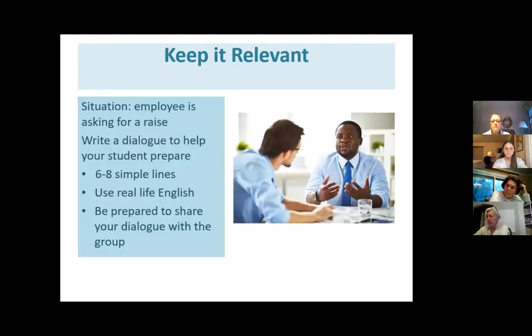Okay, so this is what we're going to do. Here's our scenario. The employee is asking for a raise. And you're going to write a dialogue to help your student prepare. It'll be 6 to 8 lines using real life English, and I want you to be prepared to share your dialogue with the group. We're going to do this by going into breakout rooms, and you will work with a partner, write down the dialogue that addresses the situation. So you'll need a pencil and paper or some other device to record your dialogue.